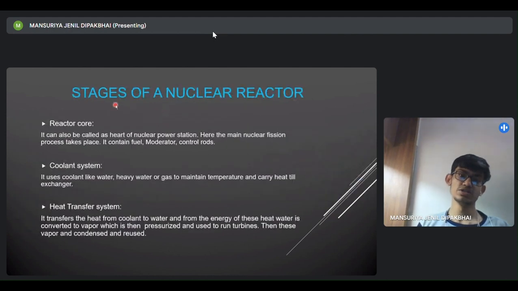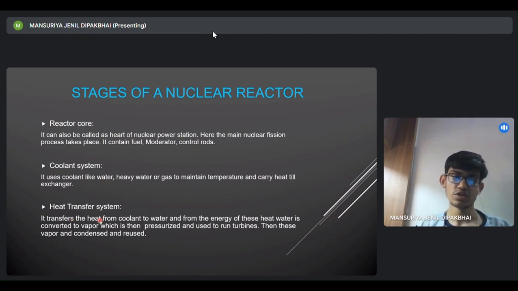There are different stages in a nuclear reactor. First of all, the reactor core. It can also be called the heart of a nuclear power station. It contains fuel, moderator, and control rods, details of which will be talked about later. Coolant system. It is used to cool down the reactor core and carry the heat energy produced by the core to the heat transfer system.